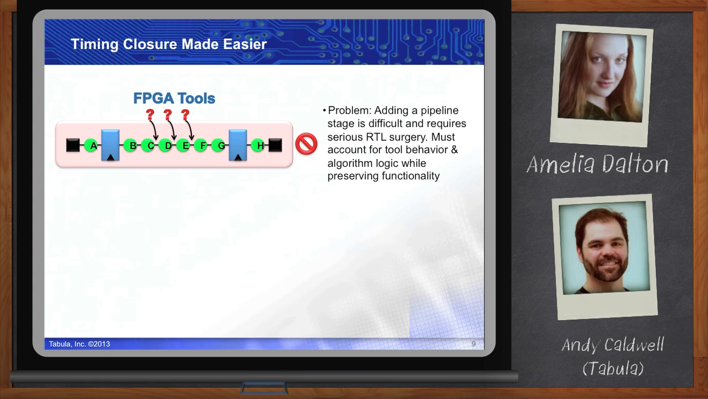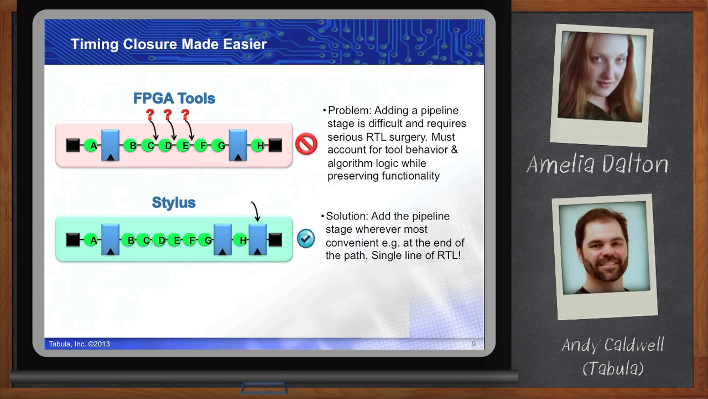Further, if you decide after the fact that you want to go back and change the number of pipelining stages, you no longer have to figure out exactly where in your logic to put it to balance delay. Stick it anywhere that's convenient. The beginning, the middle, the end, doesn't matter. Often this means you can change pipeline stages, which is a single line of RTL, and Stylus automatically reschedules those stages to where they need to go in order to maximize your bandwidth.